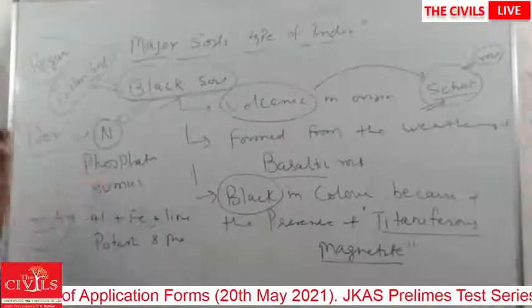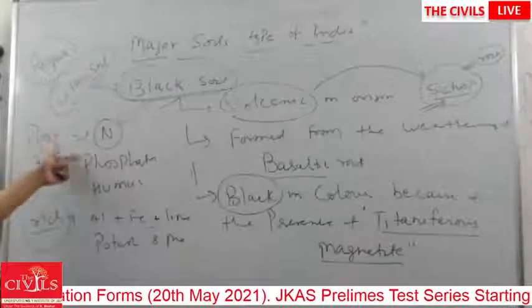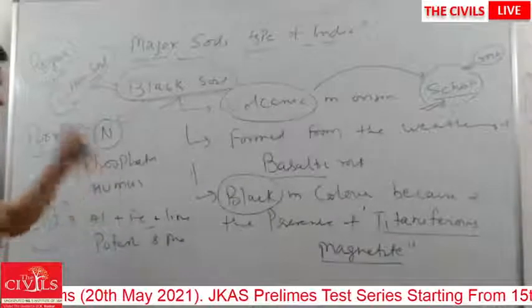This soil is poor in nitrogen, phosphate and humus, but rich in aluminum and ferrous.